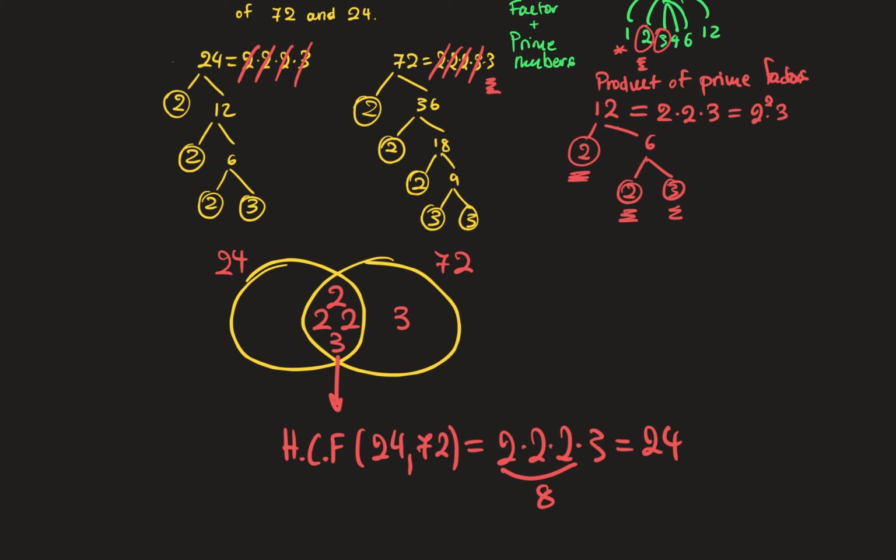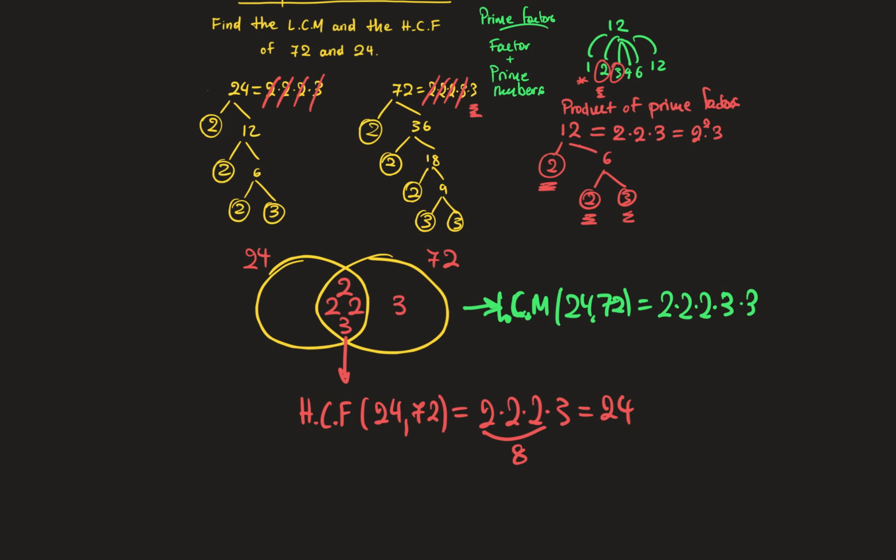And then the lowest common multiple is found by multiplying everything you see across the Venn diagram. So the lowest common multiple of 24 and 72 is 2 times 2 times 2 times 3 times the other 3, and that's going to become, of course, 72. Now, it so happened that the lowest common multiple of 72 and 24 is one of the two numbers, which is the 72, and the highest common factor is 24, but that's not always the case.